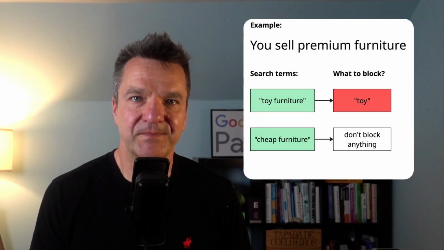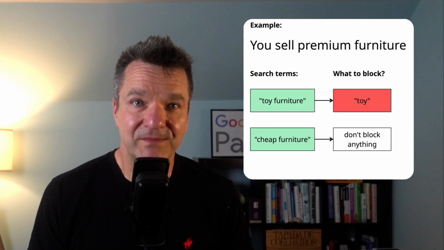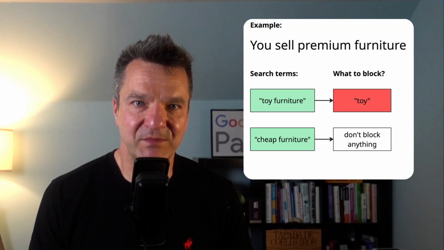For example, block toy furniture if you sell real furniture. Keep cheap furniture even if you sell premium products. Someone searching for cheap might still buy from you. Check monthly at first, then quarterly once you've blocked common irrelevant terms.